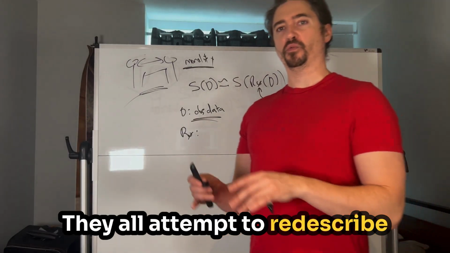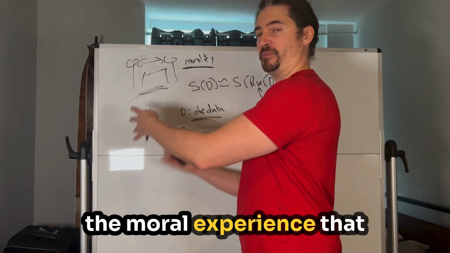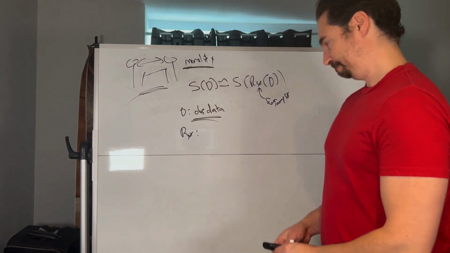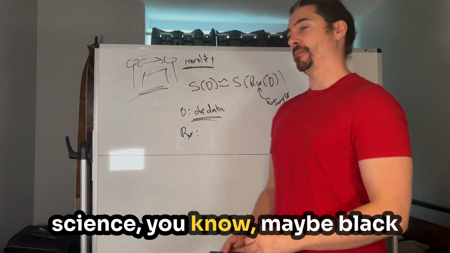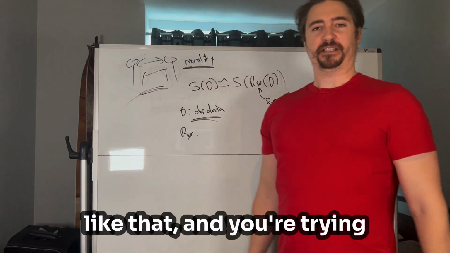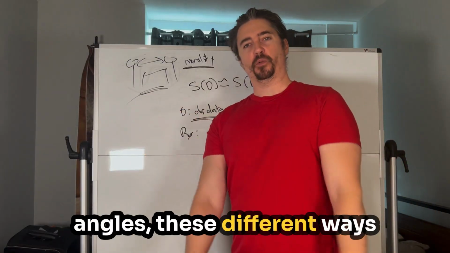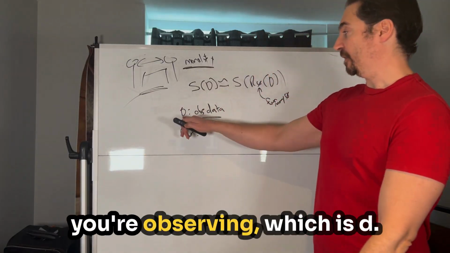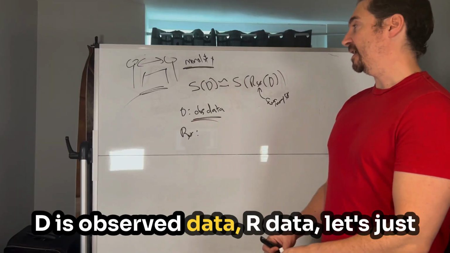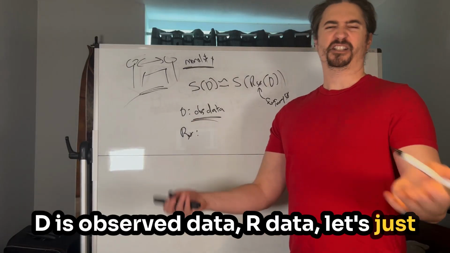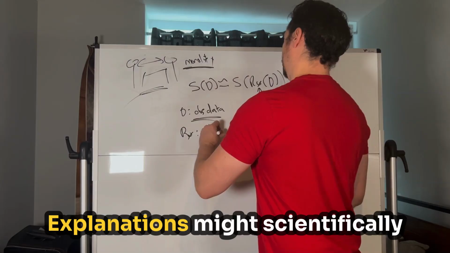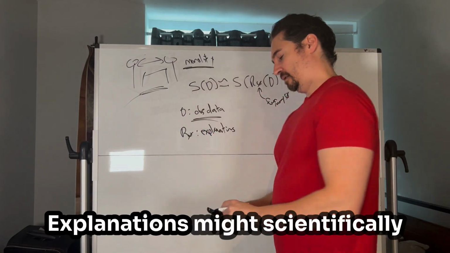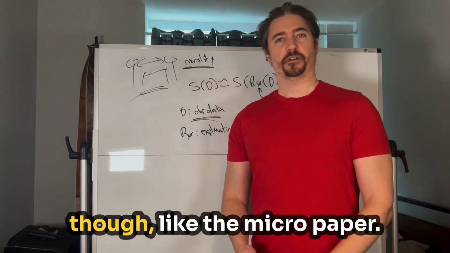They all attempt to redescribe the moral experience that people are talking about. That's what I think. And again, if this was something more in science, like black hole phenomena, you've got these different angles, these different ways to try to explain the thing that you're observing, which is D. D is observed data, R theta, let's just call them explanations. It's probably the easiest way to think about it, okay? Explanations. Scientifically, we call those transformations, though.